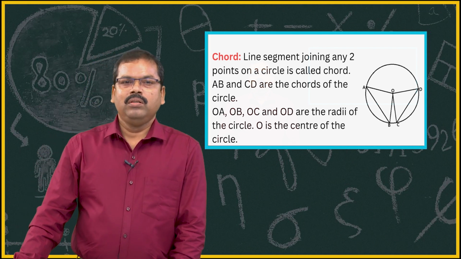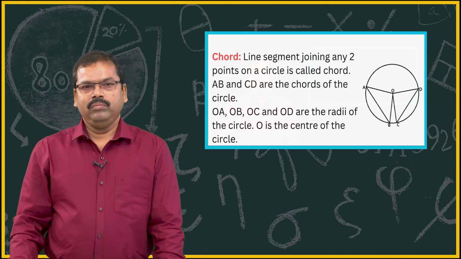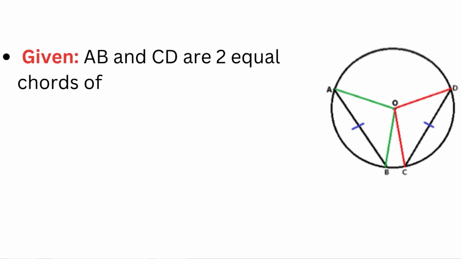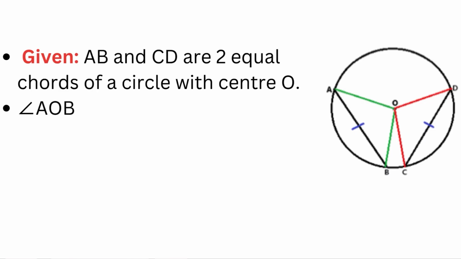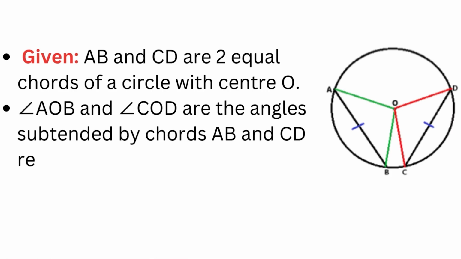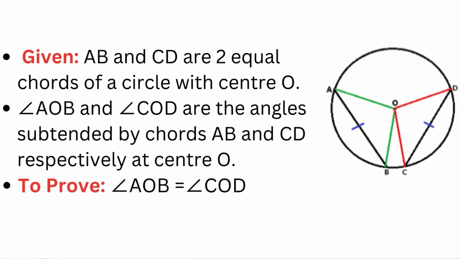Now we will discuss what is given in the theorem. In the theorem it is given AB and CD are two equal chords of a circle with center O. Angle AOB and angle COD are the angles subtended by chords AB and CD respectively at center O. So what to prove now? Angle AOB equal to angle COD.